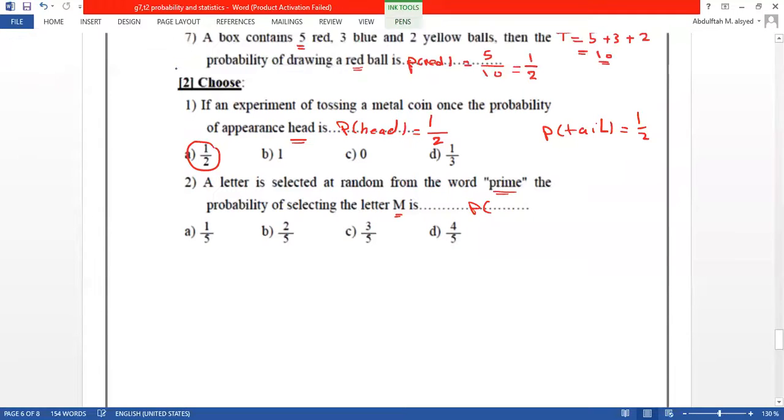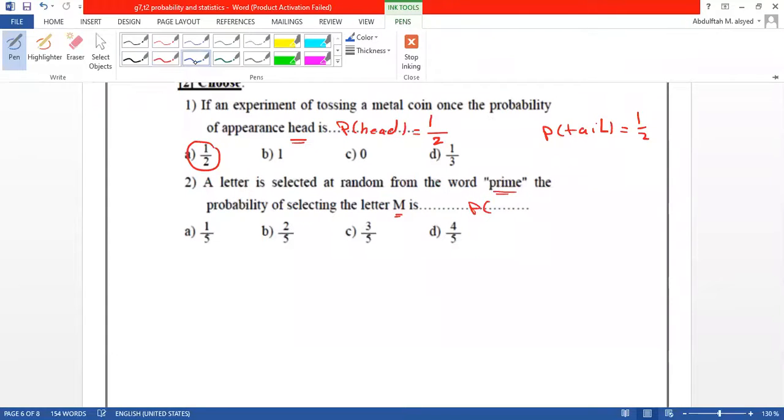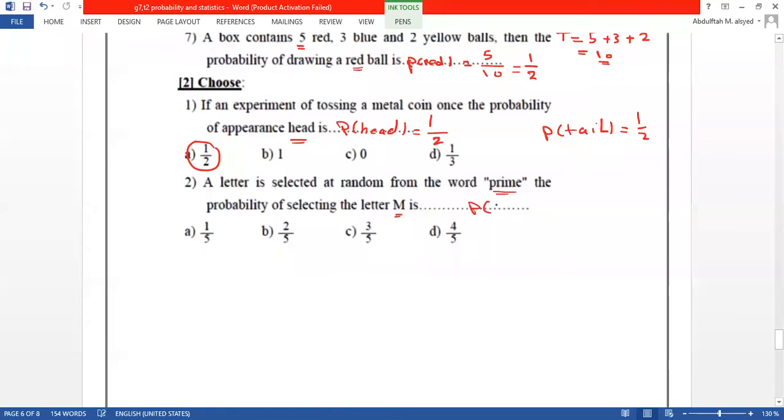Okay. The probability of getting M equals, how many M's in the word prime? It is 1 over the total number of letters: 1, 2, 3, 4, 5, so 1 over 5. Okay, the probability of getting M.